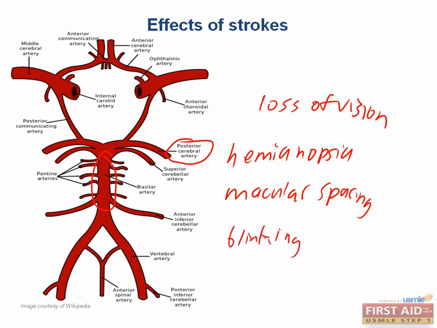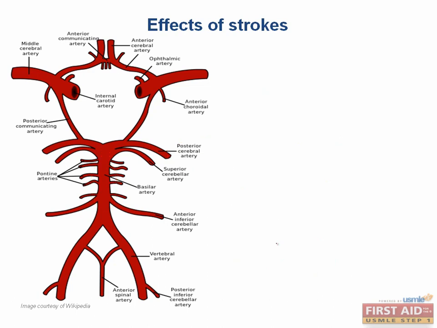Now, why is it that blinking is spared when all of these other things are impaired? Well, it's because the upper part of the midbrain is important for blinking. That's where the nuclei that control ocular movements are. And so obviously that region is spared, and thus you have sparing of ocular movements.